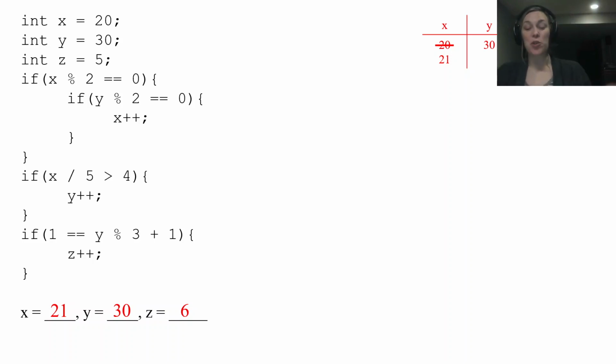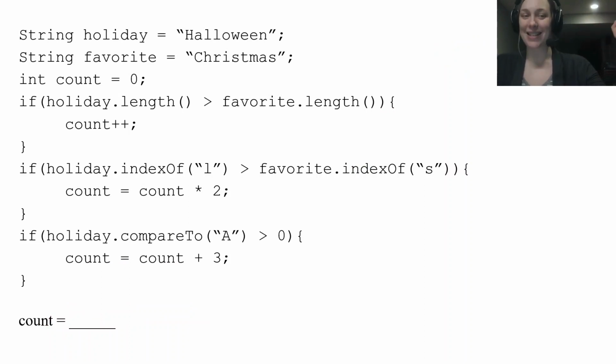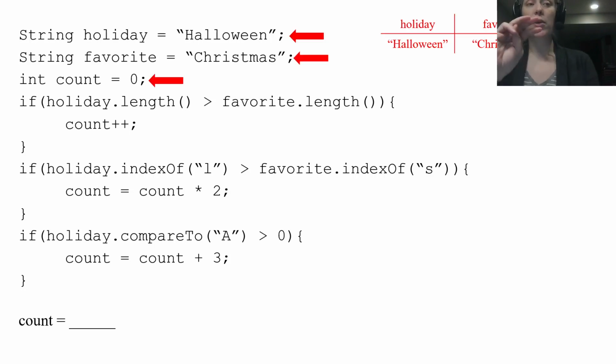Okay, some great examples. We have two last examples in this lesson here. Our next example is going to be working with strings. Let's see a fun example of strings. We're going to trace through this right now on your screen, and then I'm going to switch over to my Replit screen and show you some things you can do with this when you're actually coding. So I start off with 3 declarations. Holiday is Halloween, favorite is Christmas, and count is 0. Those are my 3 variables I'm starting off with.